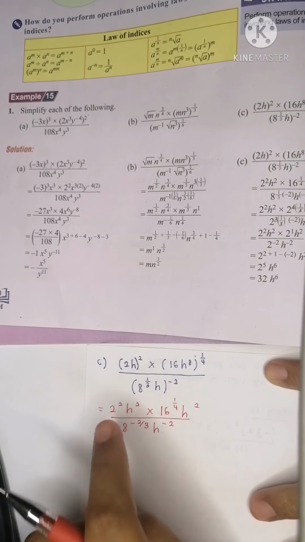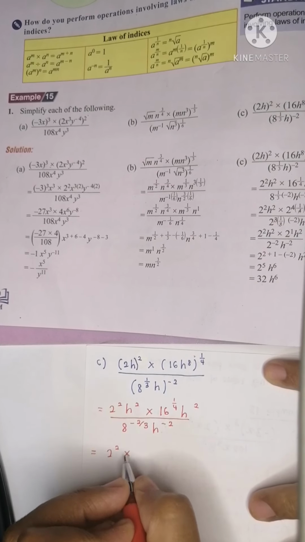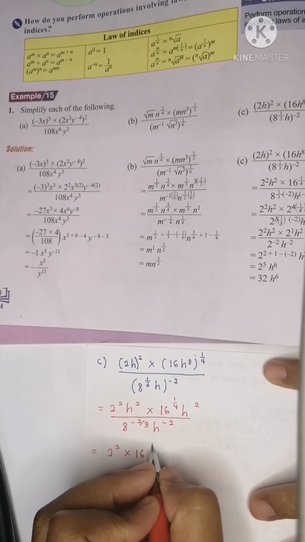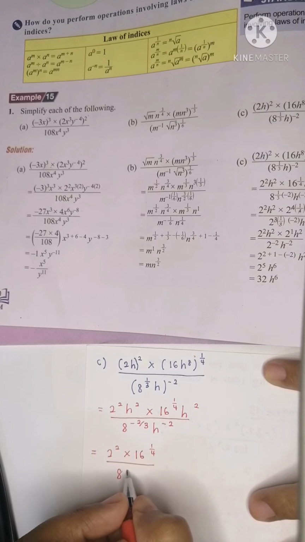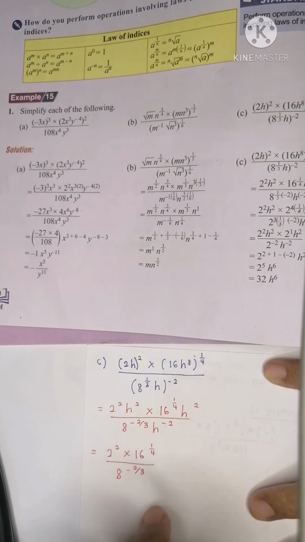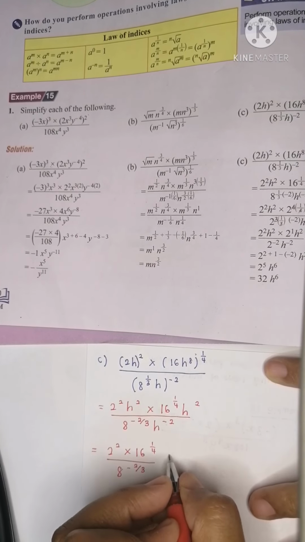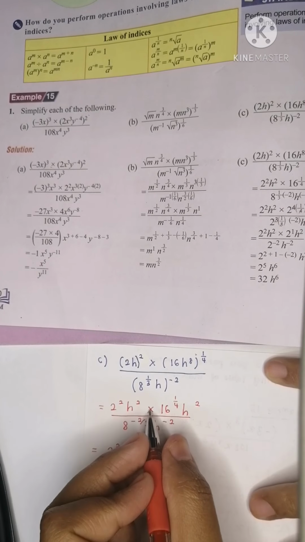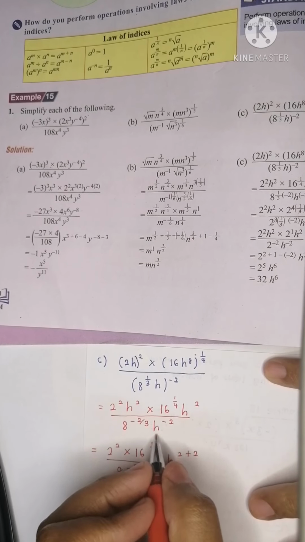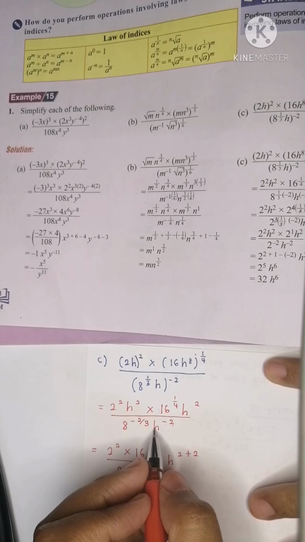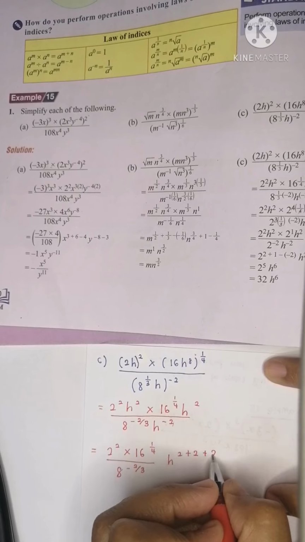Separate the constant. Remember, separate the constant. So 2 to the power of 2 multiplied by 16 to the power of 1 over 4, over 8 to the power of negative 2 over 3. Okay, now we are done for the constant. Now look at the unknown, the only unknown is h. So h to the power of 2 multiplied by h to the power of 2, so we need to add 2. Now in the denominator, h has the power of negative 2. If we bring it up to the numerator, it becomes positive 2.